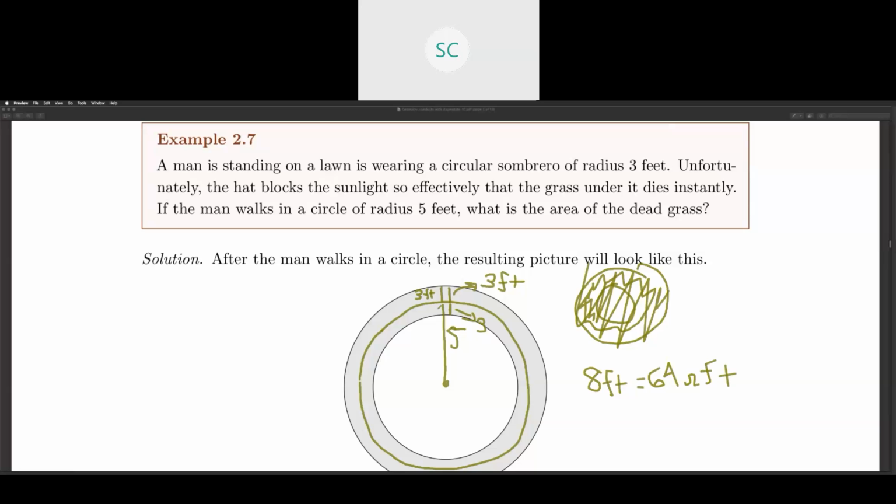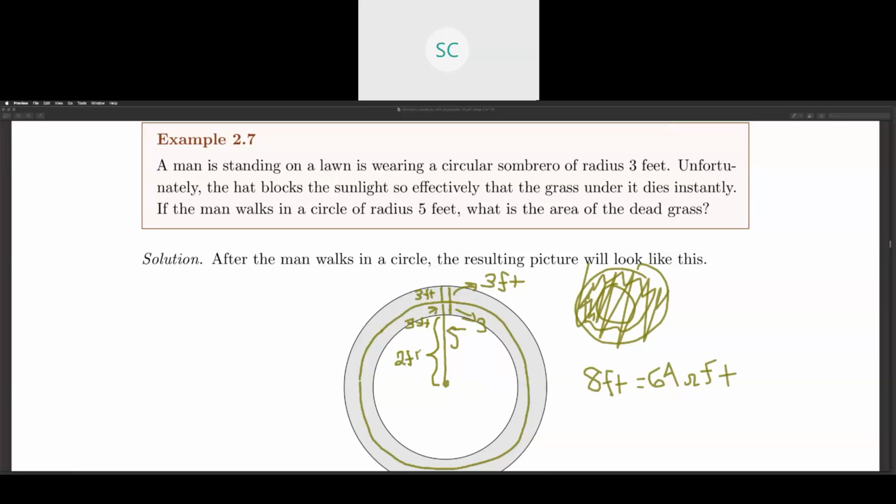And, well, now all we have to do is just find the area of the white space. Well, that's just another circle, right? So this circle of radius 5. Oh, wait, my bad. Remember that this is 3 feet long, right? So what that means is this white space right here is 5 minus 3 feet. So this is 2 feet.